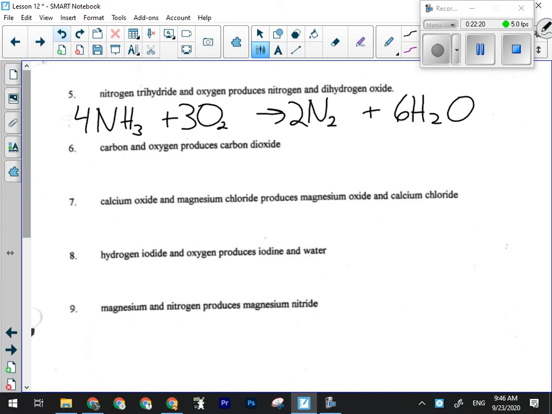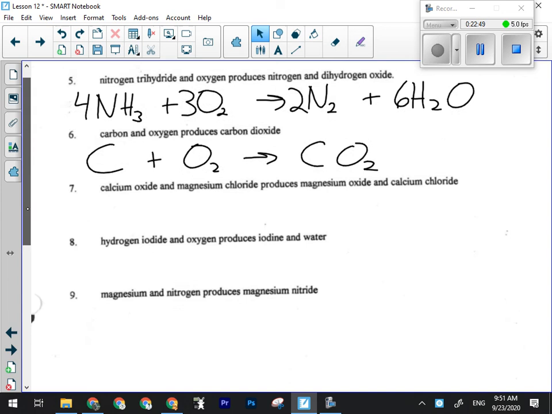All right, how many people are done number 6? Okay, let's have a look at that one. So we have carbon and oxygen producing carbon dioxide. Carbon is just an element. Oxygen, wow, they don't get much easier than that. It's already balanced, and it's what kind of reaction? Synthesis. Okay, keep going. I'll give you a few more minutes and we'll go through the others here.